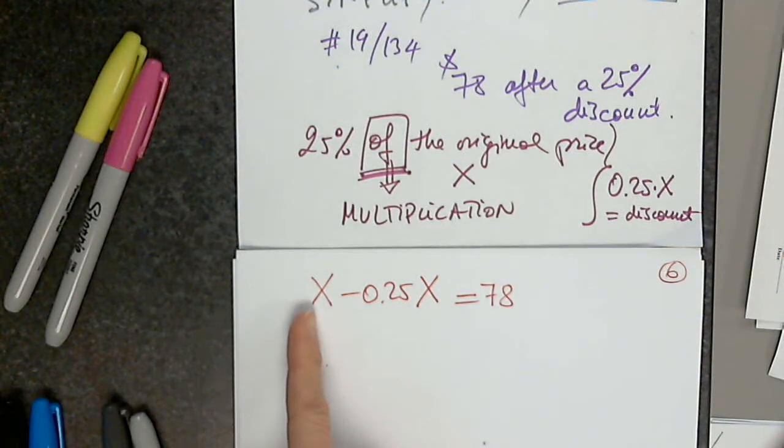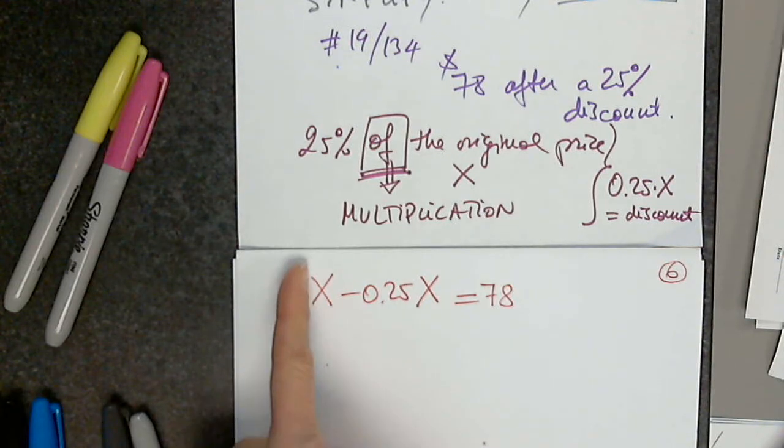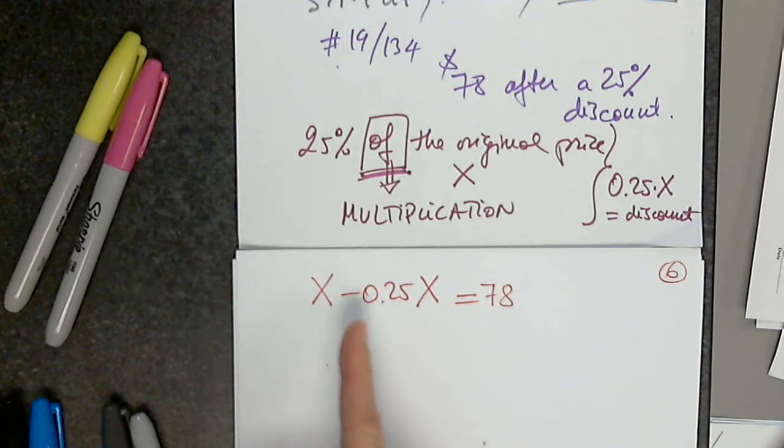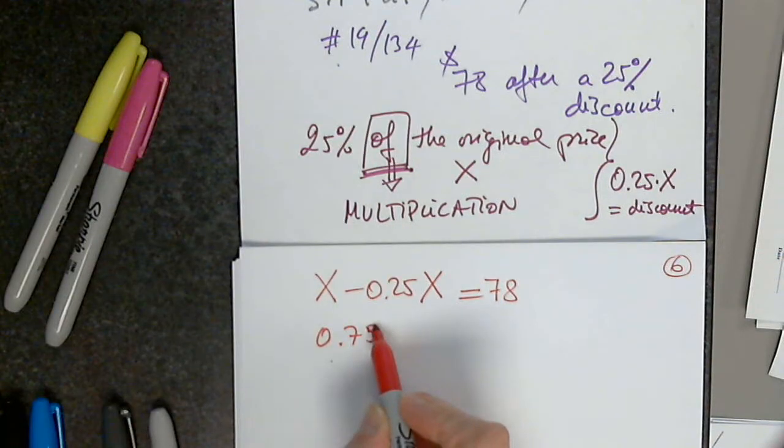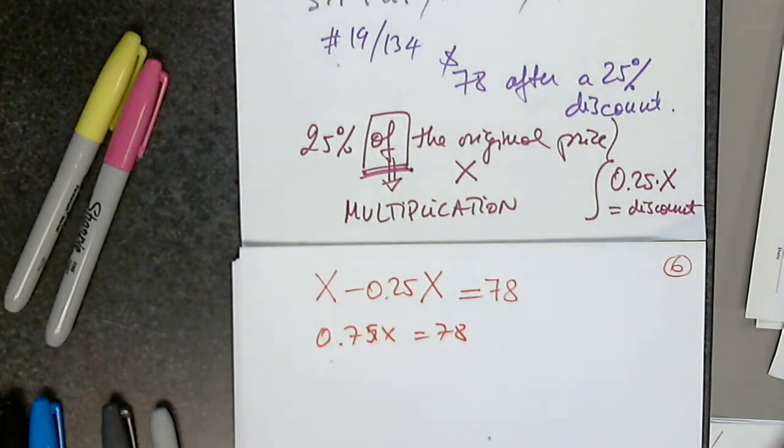From a whole x, from 1, I subtract 0.25x. Can you make that 1? Oh, absolutely. Because when I say to you x, I mean 1x. Otherwise, I would have said anything else. Good. So from 1, I subtract 0.25. What do I get? 0.75x. 0.75x equals 78. Final step.